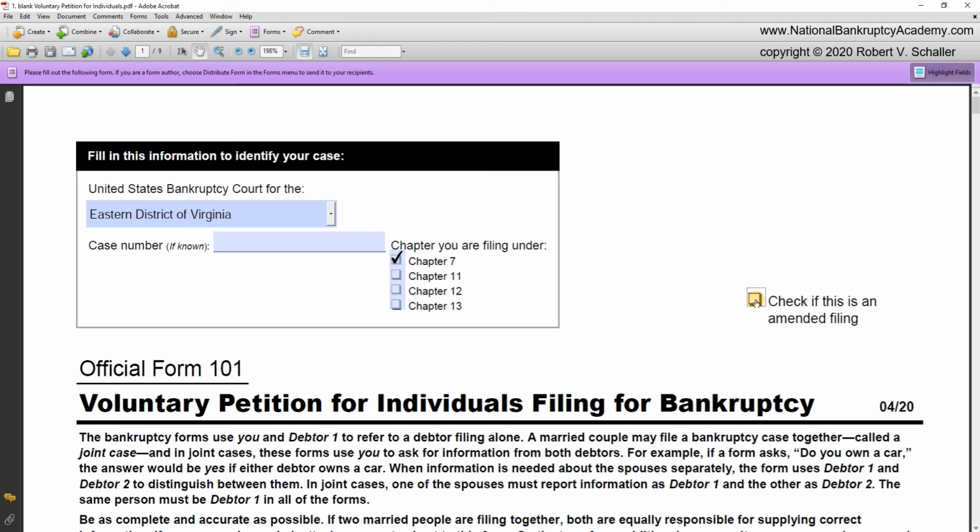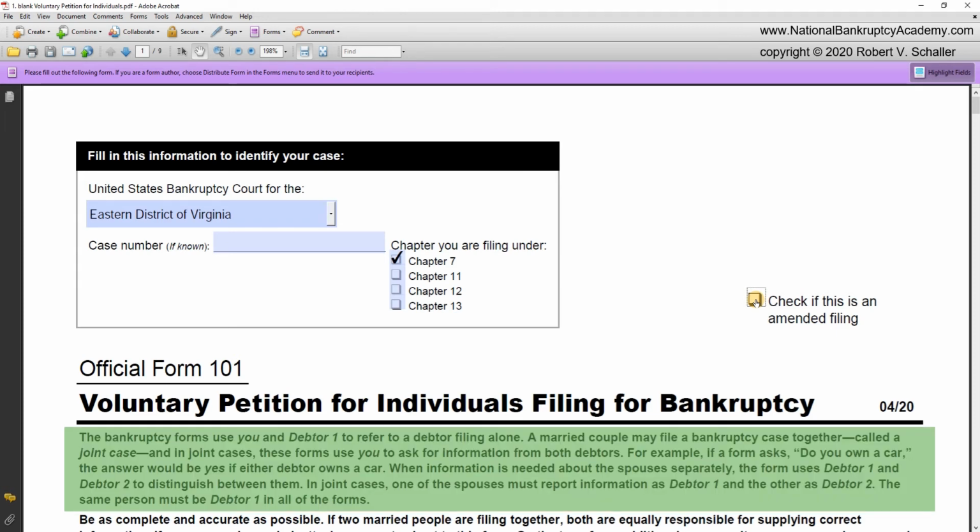Next, we have to review down below the instructions for Official Form 101, the voluntary petition. The instructions say the bankruptcy form uses "you" and "Debtor 1" to refer to a debtor filing a loan. A married couple may file a bankruptcy case together, called a joint case. And in joint cases, these forms use "you" to ask for information from both debtors.